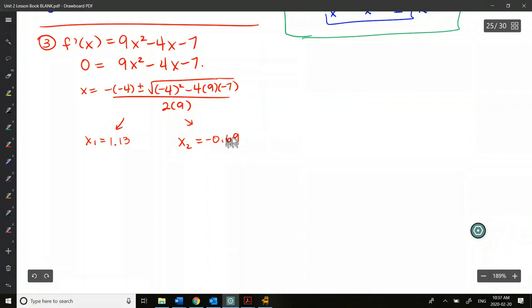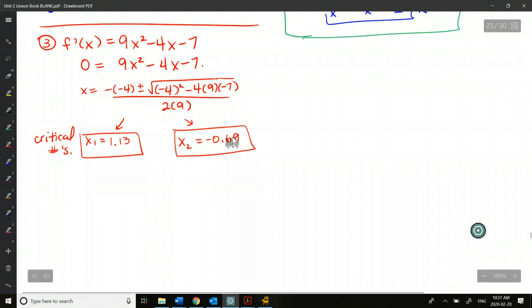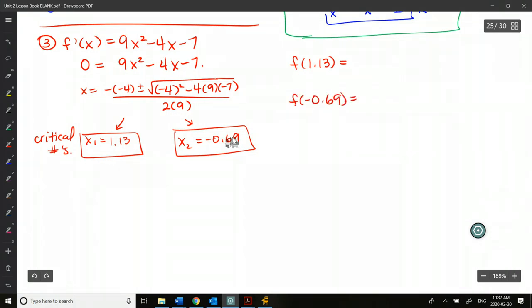Okay, great. So these are critical numbers. We'll just take an extra second here and find the critical points. You're going to evaluate f at 1.13 and f at negative 0.69 so that we have the y coordinates of those critical points.